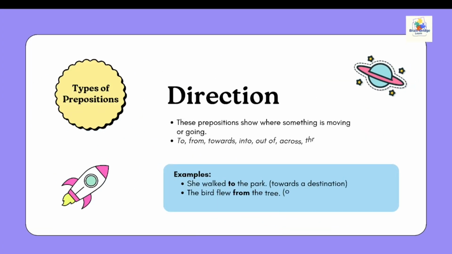Next we have prepositions of direction. These prepositions show where something is moving or going: to, from, towards, into, out of, across, through, along, around, etc. Example: she walked to the park. Where did she walk? To the park. The bird flew from the tree. Where? From the tree. They ran across the road. The movement across something.